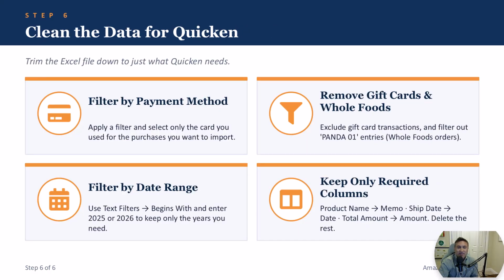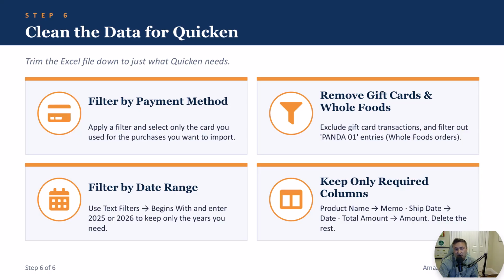Now, once we get that file and we open it in Excel, we're going to learn how to filter this. We're going to remove things like gift cards and Whole Foods, or if you have multiple credit card accounts. We're going to learn to filter it by date range because it's a lot of data, as you're about to see. And we're going to learn which columns are important and which aren't.